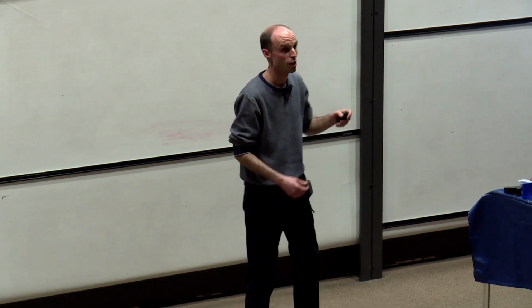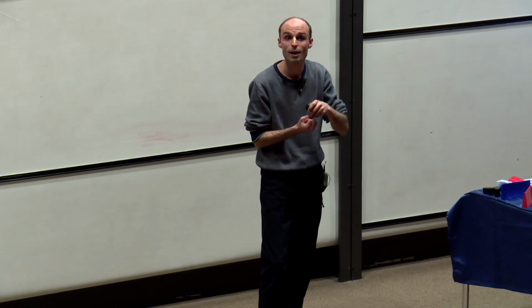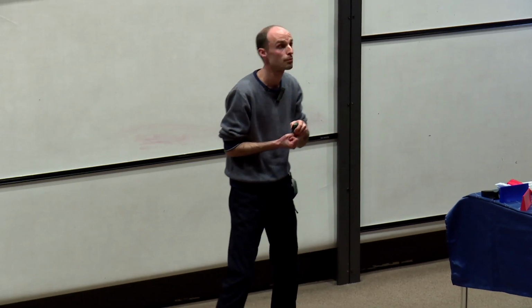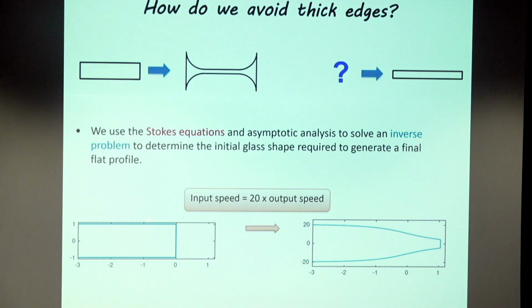So if we choose our pulling speed to be 20 times slower than the input speed with a rectangle, then what we find is we get this funny shape coming out of the bottom. And what that means is, if we were to start with this shape at the top, this tapered shape, and pull at 20 times the input speed, we should, in principle, recover the rectangle. So does this work? Let's have a try.